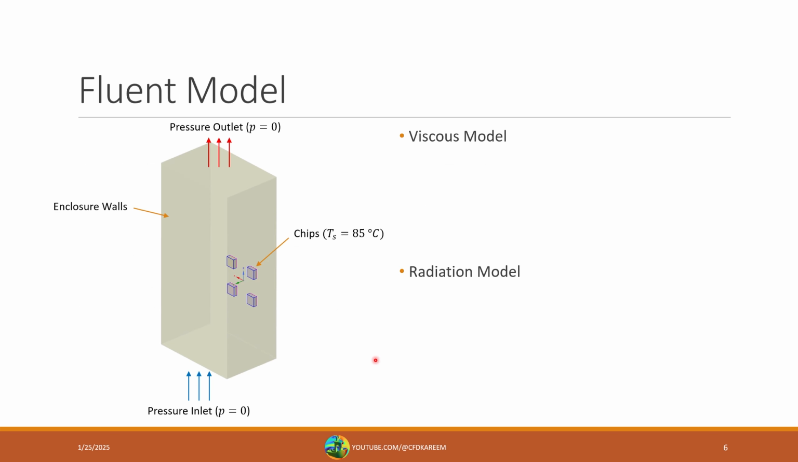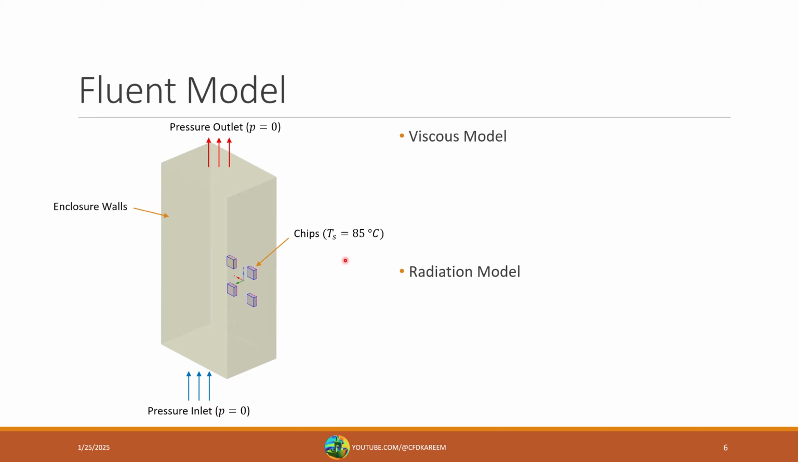Our simulated model is going to look like this. We're going to have the 4 chips located on the back side of the enclosure as stated in the problem. Our enclosure is going to have a pressure outlet in the bottom, which is going to be stated as P equals 0, and a pressure outlet at the top of P equals 0 as well. The temperature of the air coming in is going to be 25 degrees Celsius, and the temperature of the chips is going to be set to 85 degrees Celsius. All the enclosure walls are going to be assumed to be adiabatic as well as the backside of the chips, which means that we're going to have no heat transfer outside the walls of the enclosure.